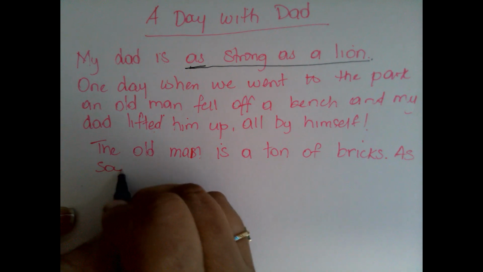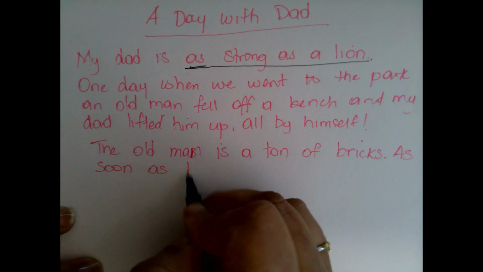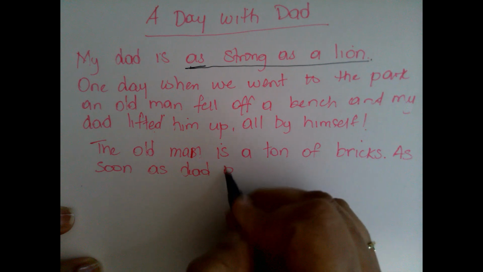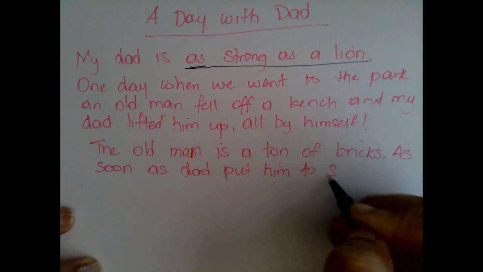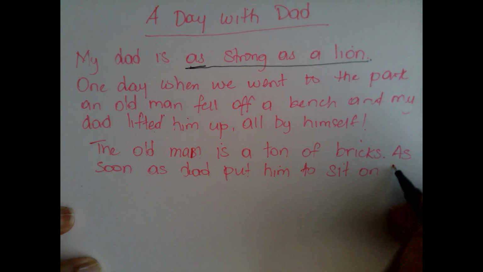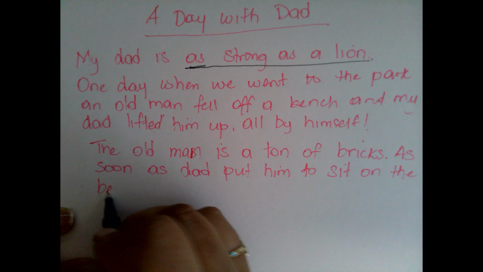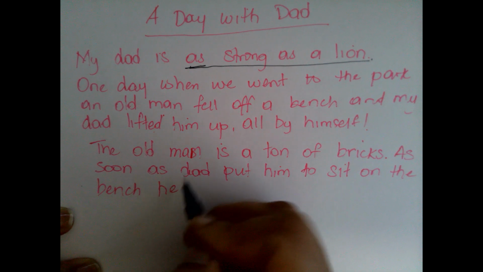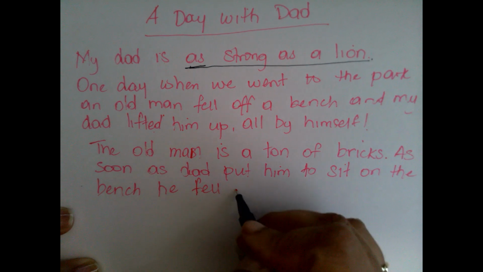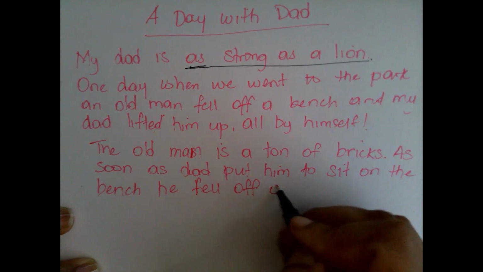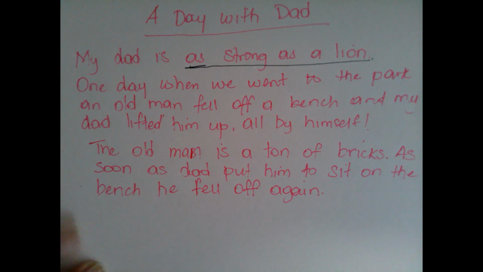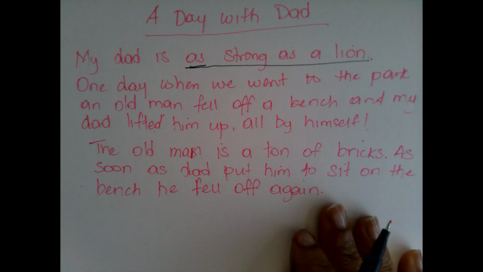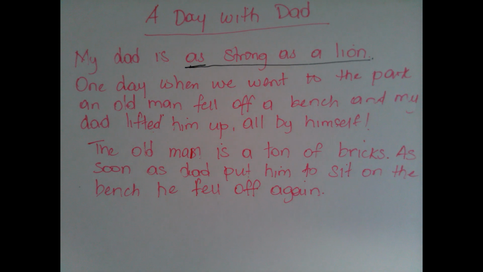As soon as Dad put him to sit on the bench, he fell off again. Probably makes no sense there, but they're usually smart enough to come up with a better addition to the story, right?